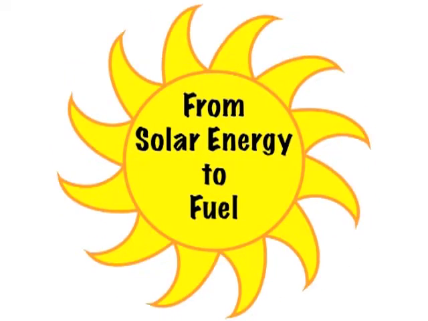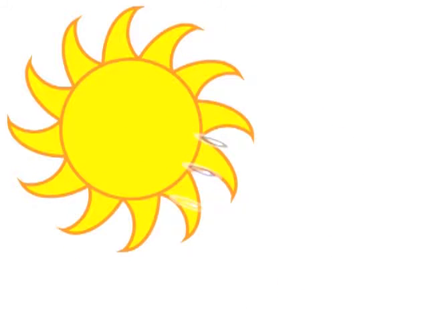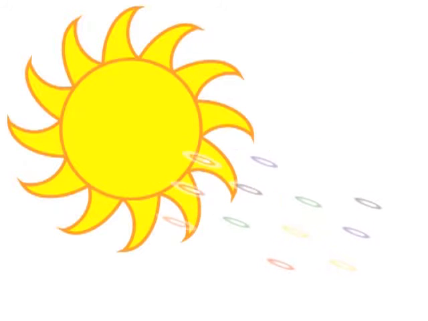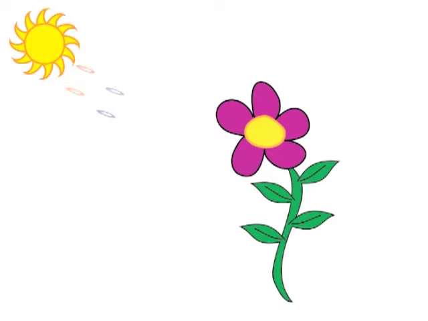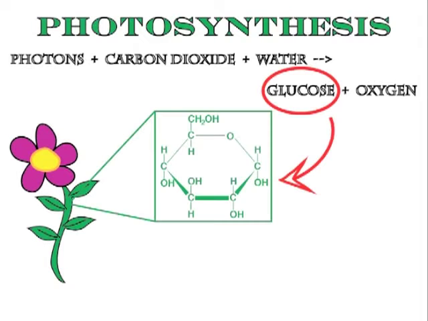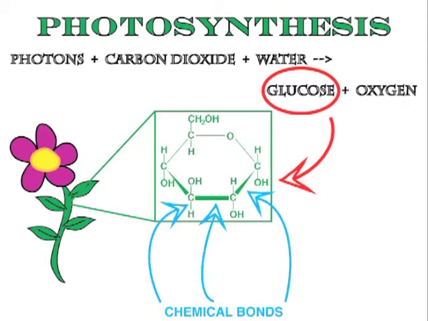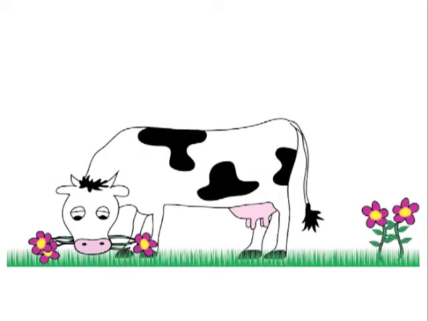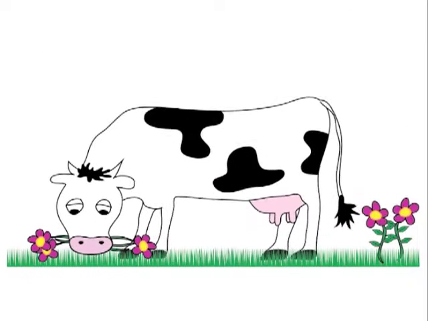From solar energy to fuel. Energy travels from the sun as particles of light called photons. Photons are packets or envelopes of energy. Plants and some other small organisms such as plankton use energy from photons as part of the process of photosynthesis. During photosynthesis, energy from photons is stored in the tissues of these organisms as chemical bonds in glucose or sugar molecules. When an animal eats the plant, energy from these bonds is used as fuel for growth and other activities.